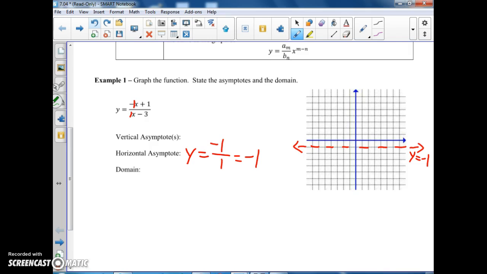Do you remember what you set equal to 0 for the vertical? What do you set equal to 0? Not the right word yet. What is it you set equal to 0? The denominator, right? That's the right answer. So the denominator is x minus 3, right? You have to take x minus 3 and set it equal to 0, and solve for x. What do you get? X is equal to 3, right? That's the vertical asymptote.